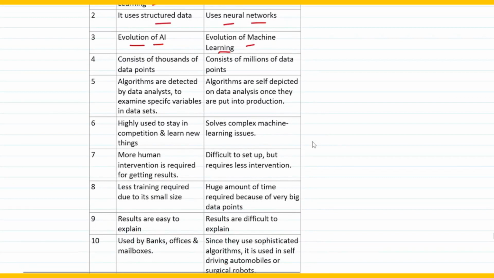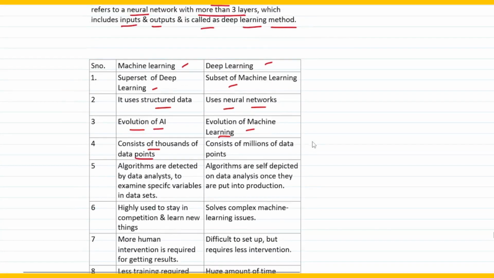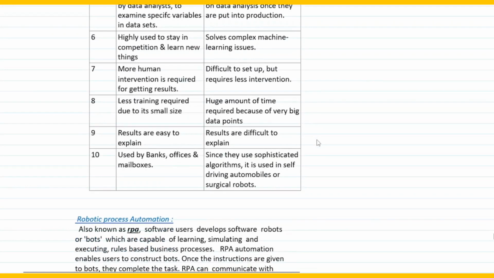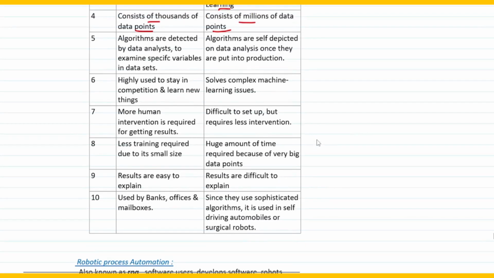Okay, this consists of thousands of data points. That is, machine learning consists of thousands of data points, whereas deep learning consists of millions of data points. So that's another difference. As far as machine learning is concerned, algorithms are directed by data analysts to examine specific variables in data sets, whereas in deep learning algorithms are self-directed. So here the effort is taken by the data analyst for what? For detection of specific variables in the data set. But here the algorithms are self-directed on data analysis once they are put into production, right?